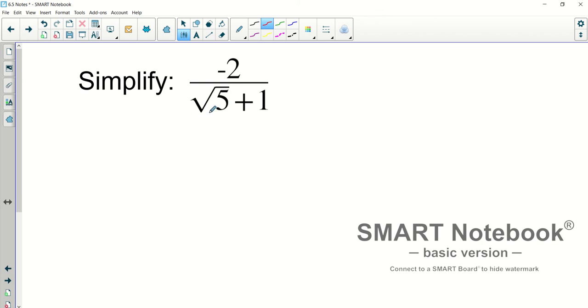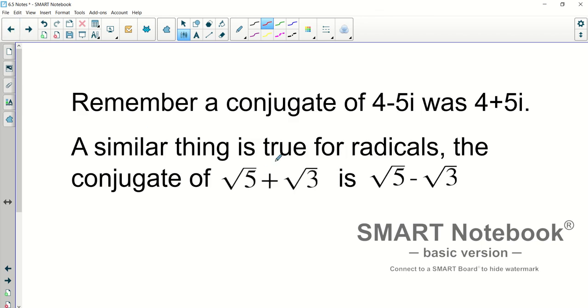But notice attached to that square root of 5 is plus 1. So I can't just break that square root of 5 off from that plus 1. I need to include that plus 1. This is where the conjugate comes into play. So when we were dealing with getting rid of the i, or the complex number in the denominator, we wanted to multiply by the conjugate. So we're going to do a similar thing here.